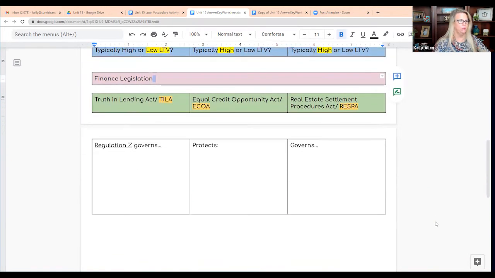I'm telling you, VA loans, they're kind of the thing. Oh, here we go. Finance legislation. Let's take a quick pause and come back and we'll handle finance legislation.